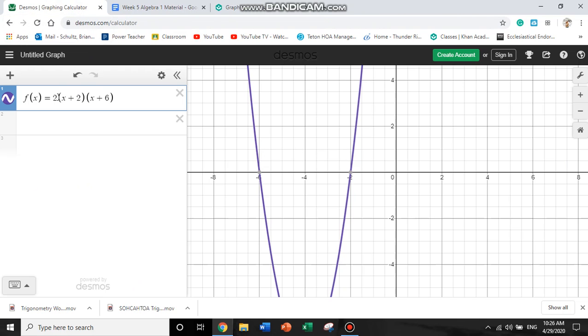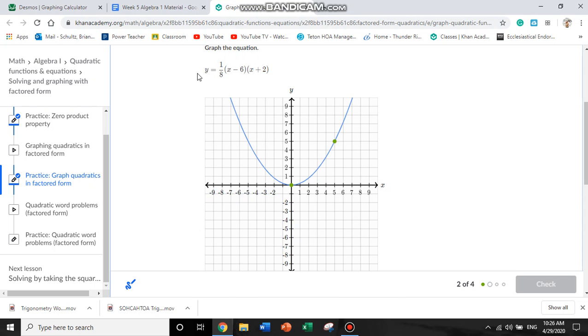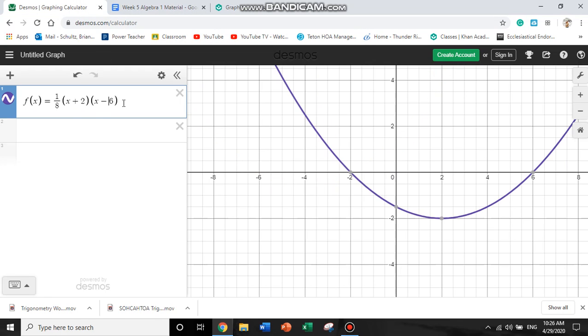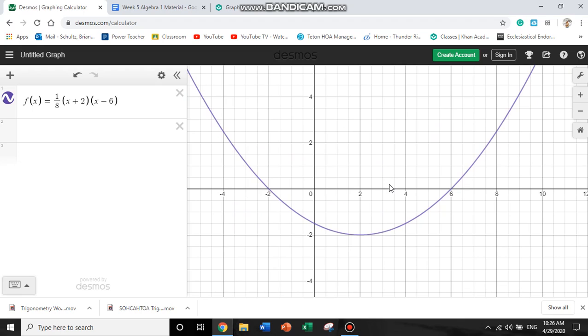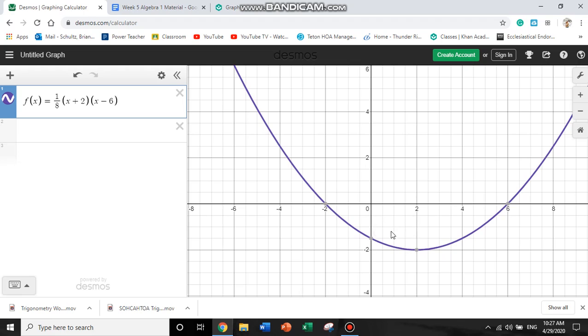1/8. So we got a fraction out here. It's going to make this a nice wide parabola. 1/8 x minus 6 x plus 2. We have the x plus 2 already. I can just put the -6 right here. And again, same thing. There's my vertex 2, -2. My y-intercept, here's another problem.